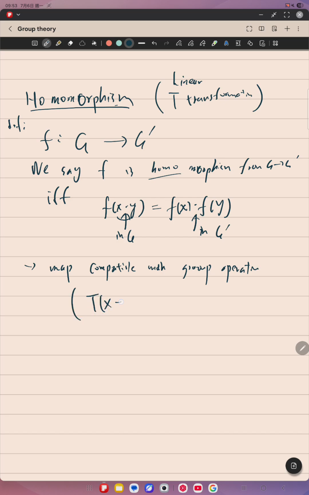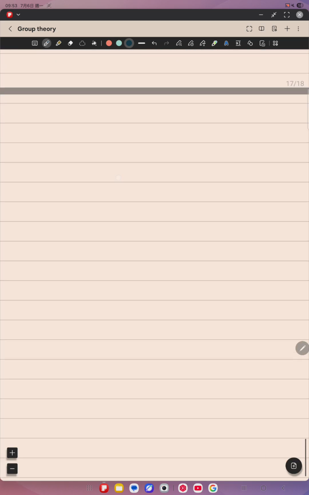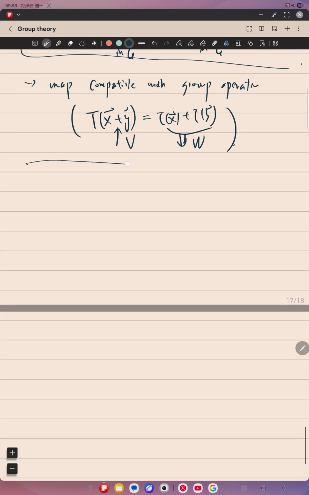This is very similar to a vector space. In a vector space, we define a linear transformation to be something like this. This addition is in the vector space V, and this addition is in the vector space W. Okay, so this is the group homomorphism definition. Another more fancy definition goes as follows.